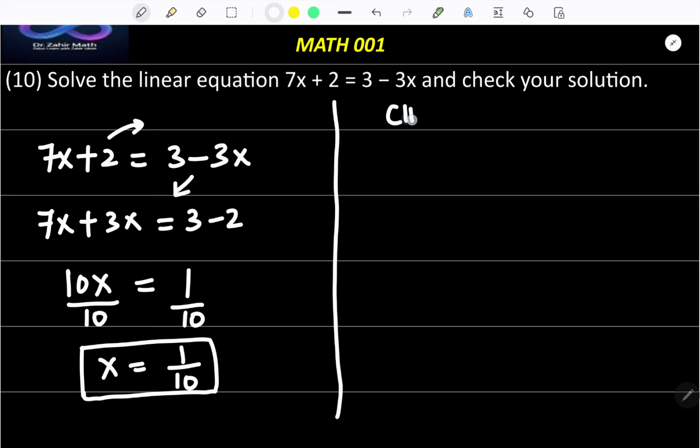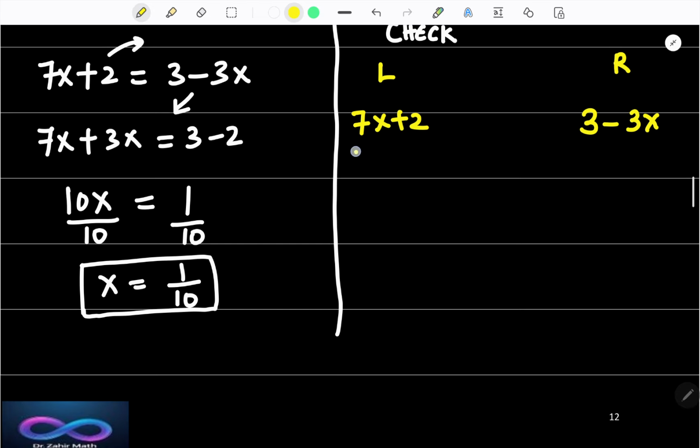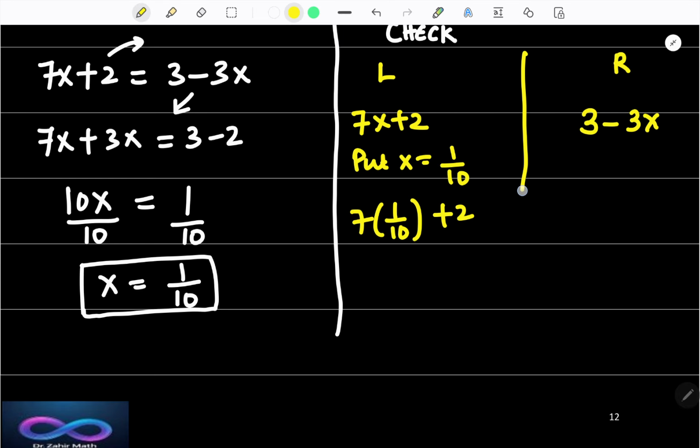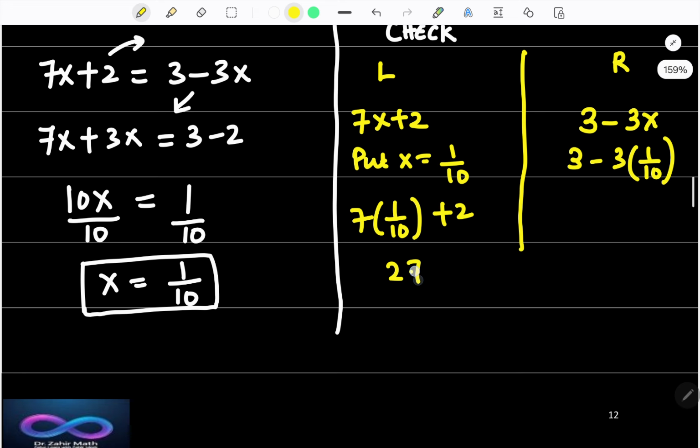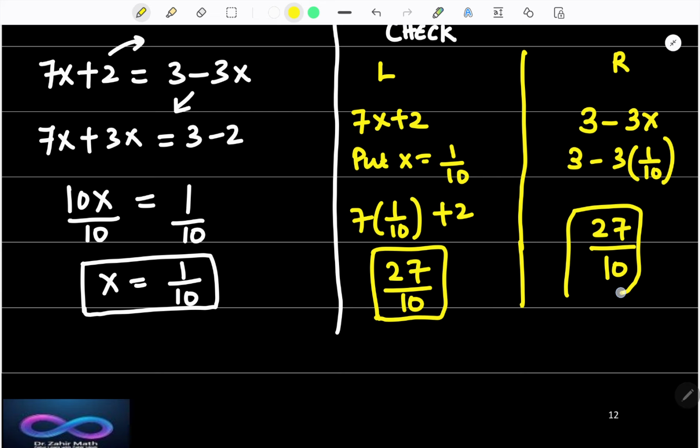Now how are we going to check? The check is totally different, right? So you write left side and right side. What is your left side? 7x plus 2. What is your right side? 3 minus 3x. You are going to put x is equal to 1 over 10. So 7 times 1 over 10 plus 2. Exactly put in the calculator like this. 3 minus 3 times 1 over 10. So you're going to get 27 by 10 in the calculator. And here also you're going to get 27 by 10 in the calculator. If these two answers are the same, then you're going to say the solution is correct.